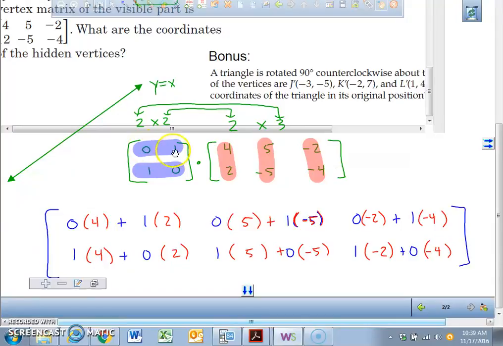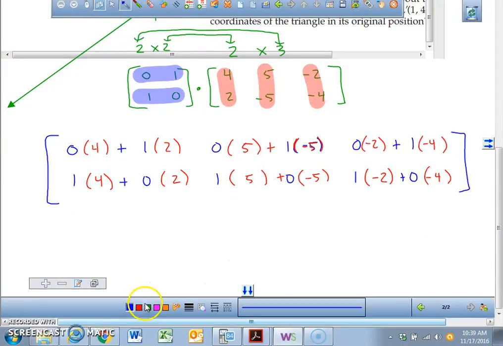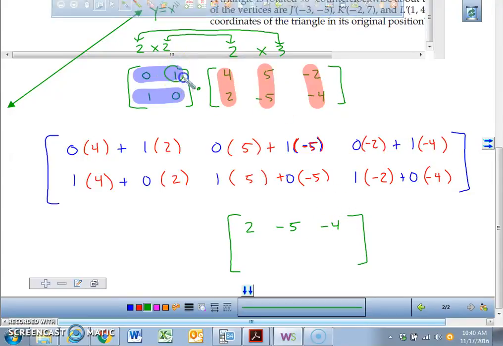Just move over to the 1 and realize, hey, the 1's being multiplied to all the numbers that are in the bottom. So Angela, automatically, what's our final result going to be in the first row? It's going to be a 2, a negative 5, and a negative 4, because basically we're taking the 1 and we're multiplying it to all the numbers in the bottom row.